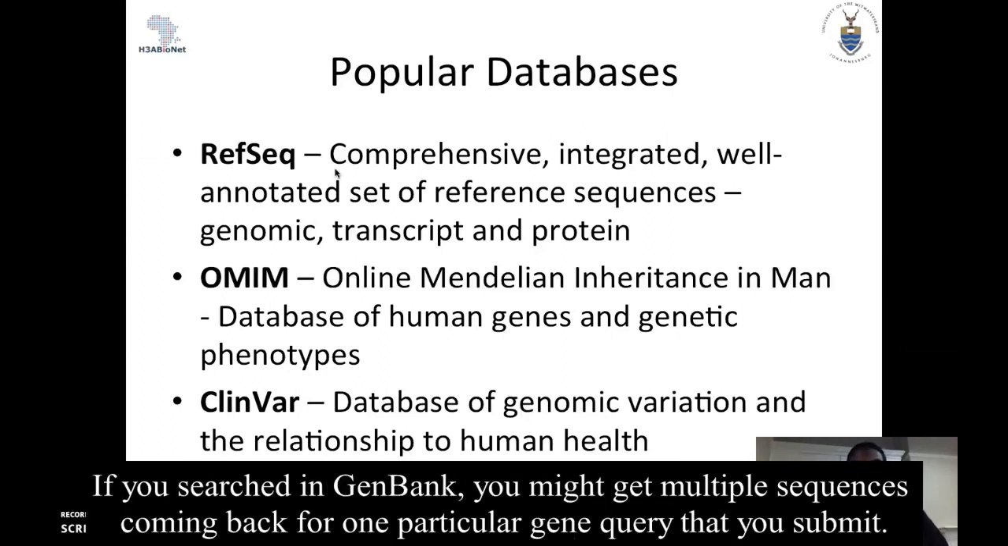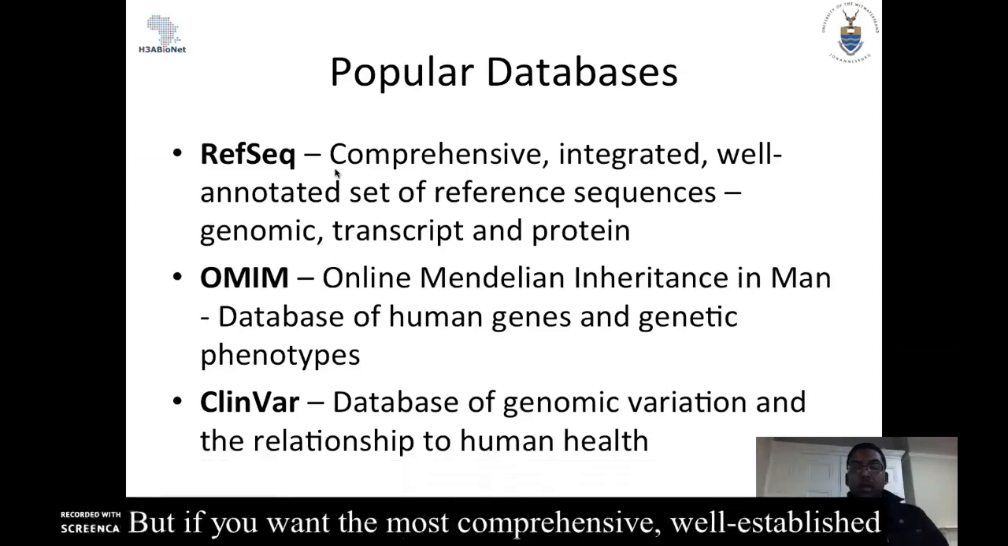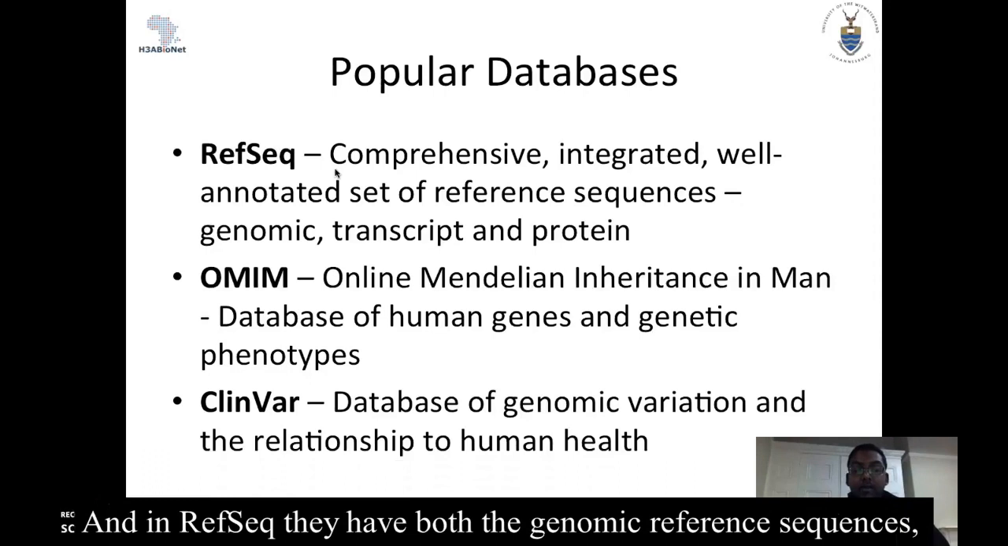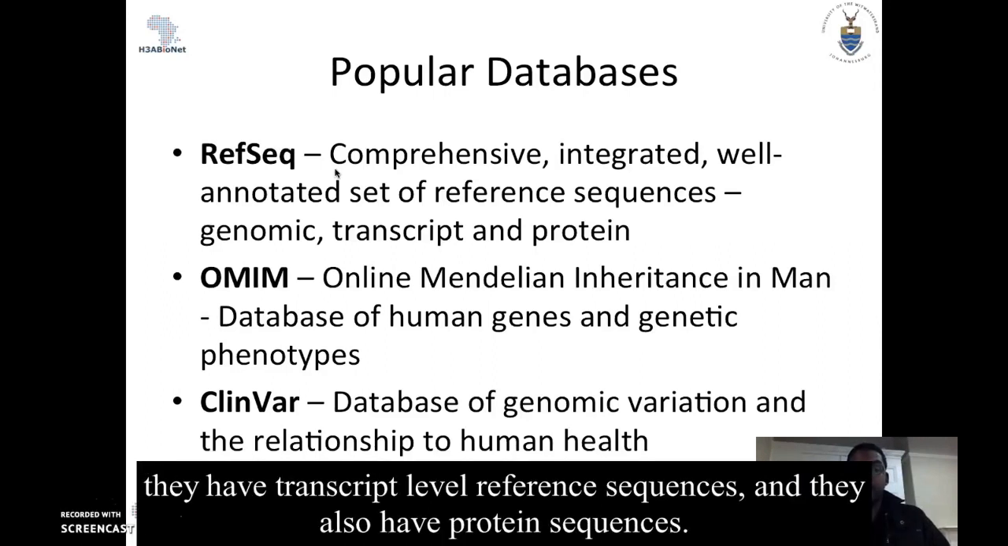If you search in GenBank, you might get multiple sequences coming back for one particular gene query that you submit. But if you want the most comprehensive, well-established reference sequence for a particular gene, you should access that from RefSeq. And in RefSeq, they have genomic reference sequences, they have transcript level reference sequences, and they also have protein sequences.